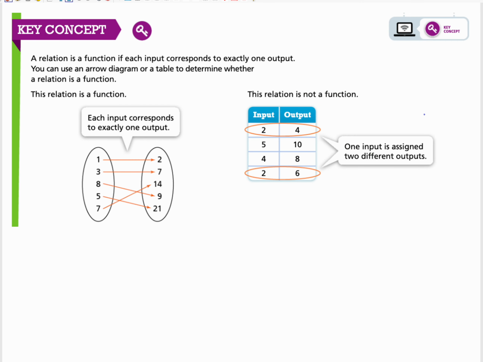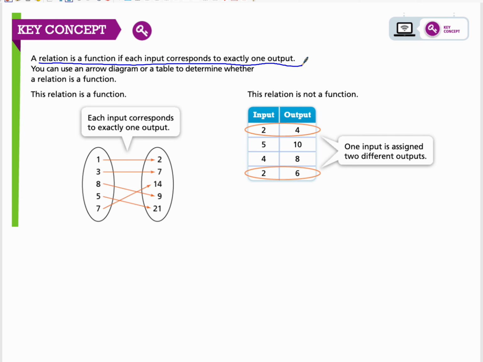All right, so let's do a couple of samples. Well, this is the summary. The big deal, guys, is the definition. The definition is here again. A relation is a function if each input corresponds to exactly one output. You need to learn that, learn it, love it, live it, okay? And then you need to be able to look at examples and tell if they're functions or not.